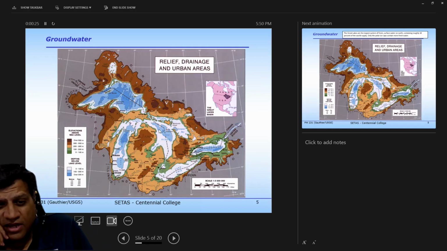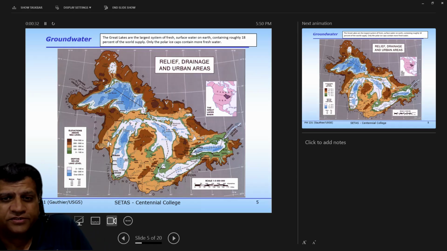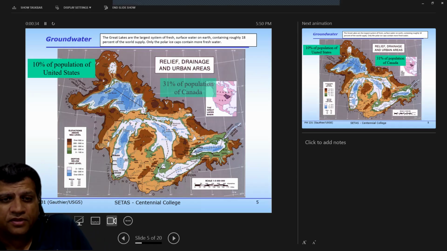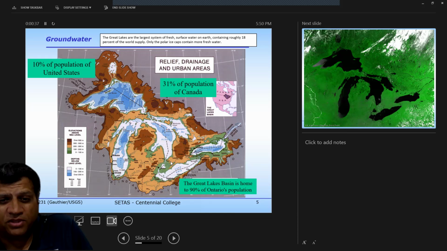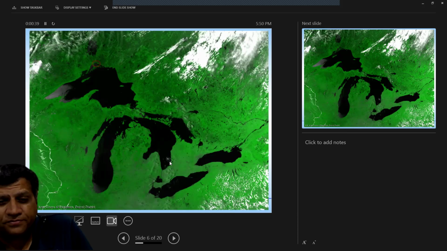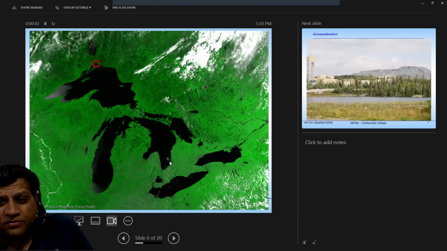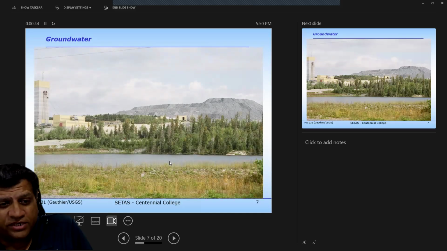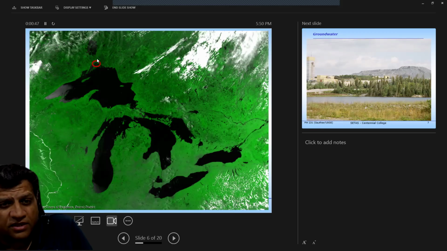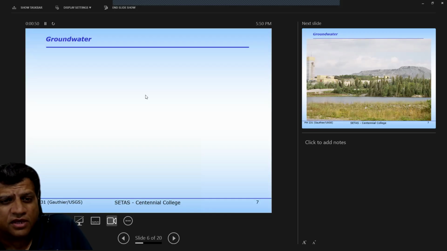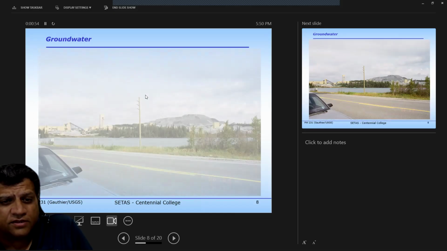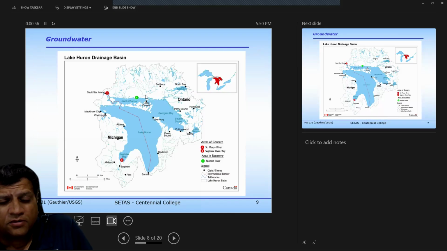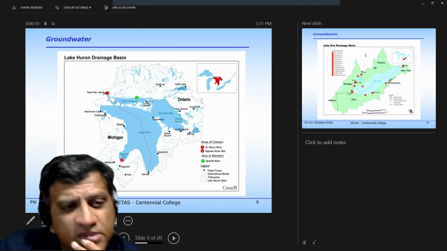You can see how the different aquifers are in the Great Lakes region, the groundwater elevations. 31% of the Canadian population lies in this region. So if you take a look at one region here, I think this is, where is this? Oh, this is Thunder Bay. I'm not exactly sure. I think it is.